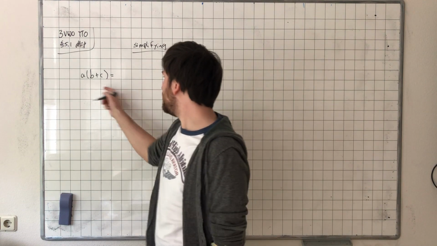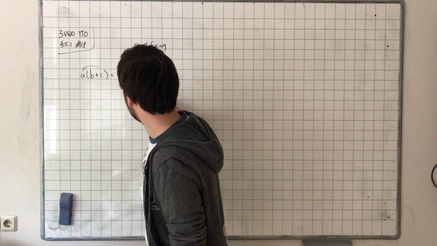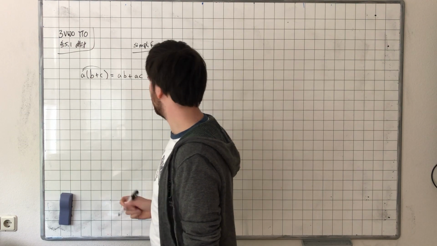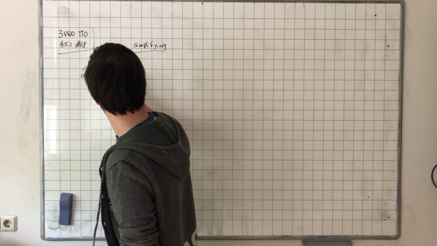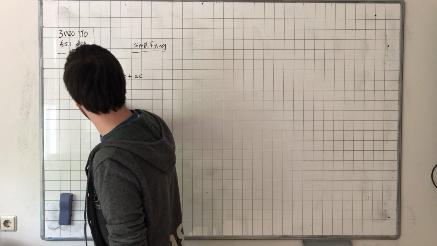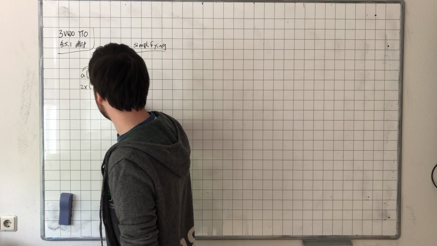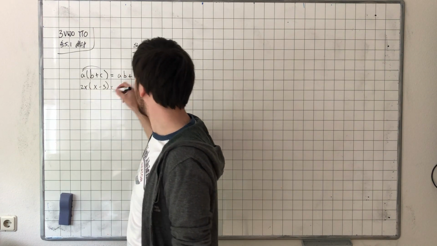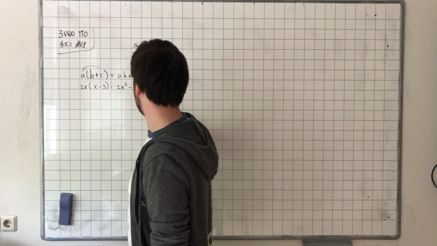If you want to remove these brackets, it's basically multiplying A with B and A with C. So AB plus AC. So whenever you have, for example, let's say 2x in between brackets x minus 3, then 2x times x is 2x squared minus 6x.